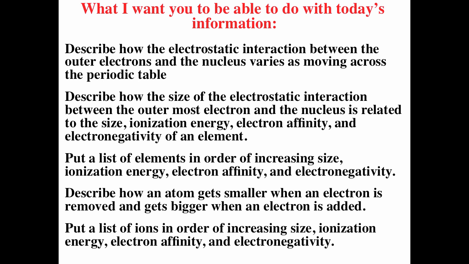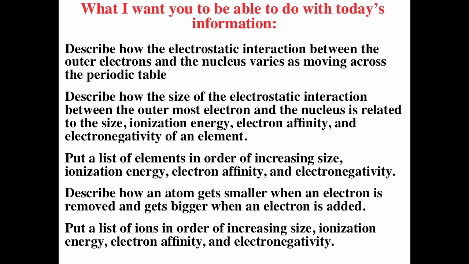After watching this video, you should be able to describe how the electrostatic interaction between the outer electrons and nucleus varies as moving across the periodic table. Now we'll see that the electrostatic interaction between the outer electrons and nucleus actually determines the size, ionization energy, electron affinity, and is related to electronegativity. And so it's very important that you understand that this is all about the electrostatic interaction.